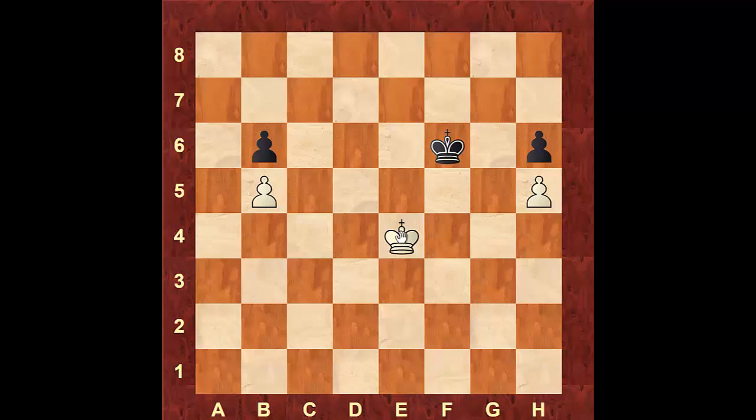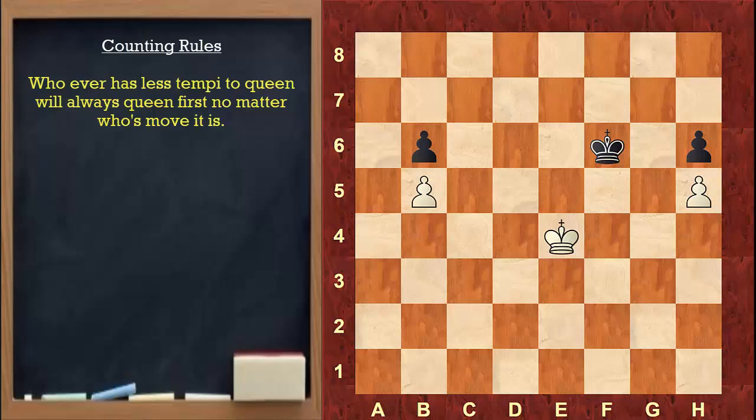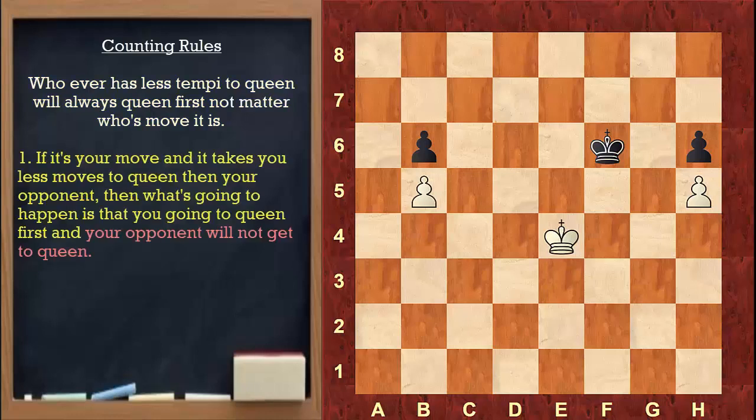What you want to do is count how many moves it will take you to queen first, and then count how many moves it will take your opponent to queen. The rule is simple. Whoever has fewer tempi to queen will always queen first, no matter whose move it is. If it's your move and it takes you fewer moves to queen than your opponent, then you're going to queen first and your opponent will not get to queen.